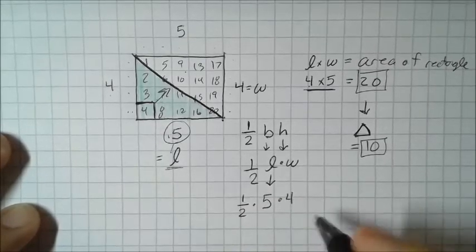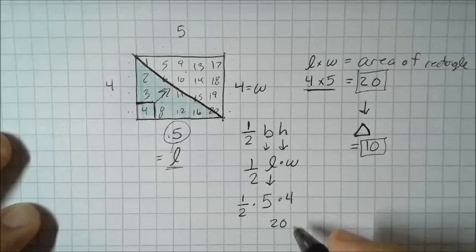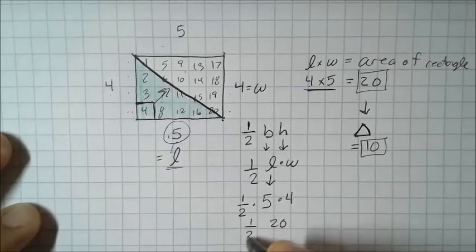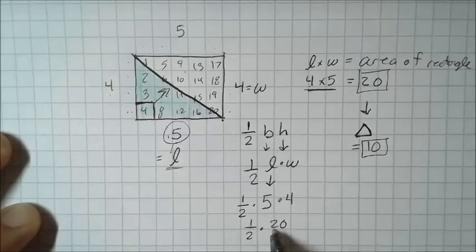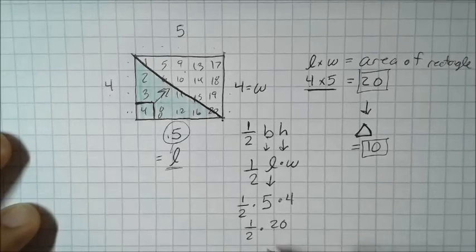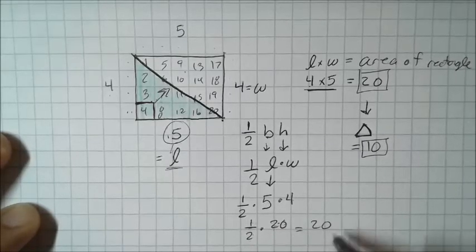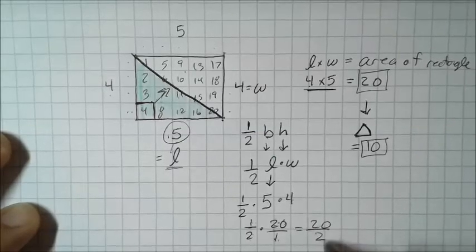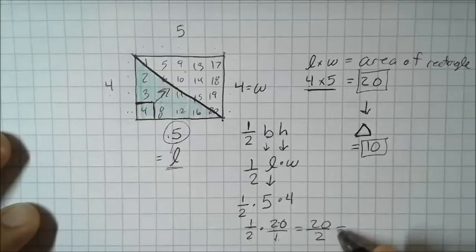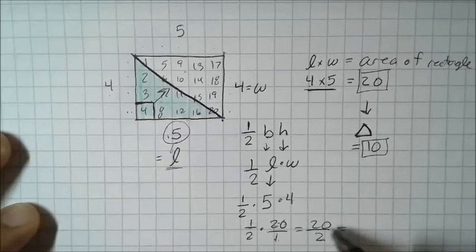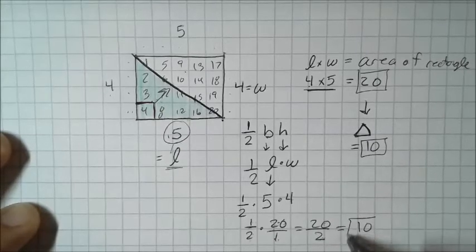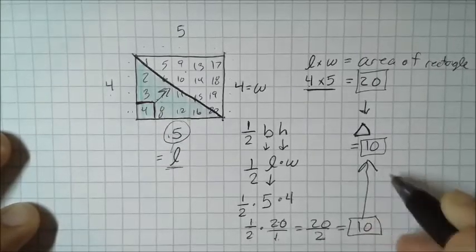So 5 times 4 gives me 20. And then I've got to multiply it times 1/2. And if I multiply it by 1/2, that's basically like dividing 20 by 2. Because if we multiply this out, 1 times 20 equals 20, and it's really 20 over 1. 2 times 1 equals 2. That gives me 20 over 2, and I think we can do this one in our head. 20 over 2 gives me 10, which is exactly what I had said up here.